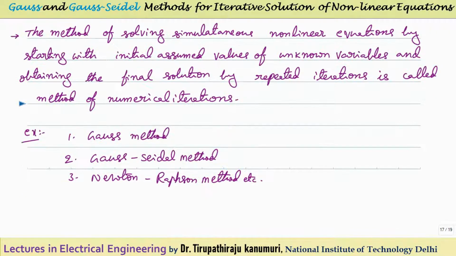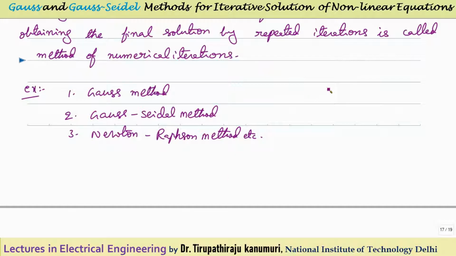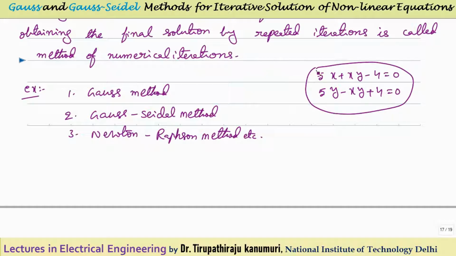Let us take for example a non-linear equation in this form. We are going to take this example: 5x + xy - 4 = 0, and the second equation is 5y - xy + 4 = 0. So these are the two simultaneous equations given. It is asked to find the value of x and the value of y. Because there are two equations and two unknowns, simultaneously we have to solve them. So these are particularly suited to being solved by iteration methods.